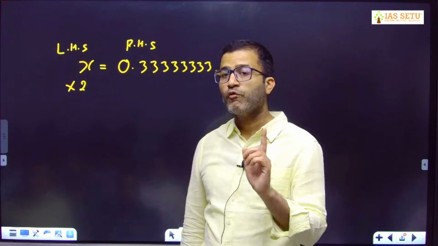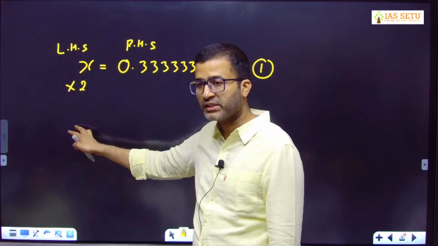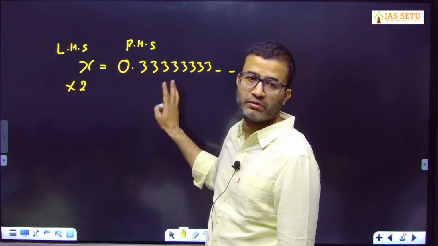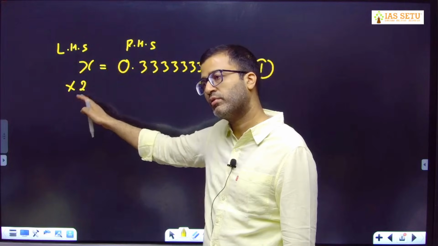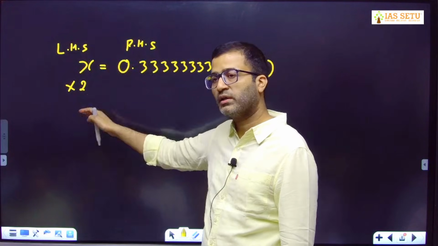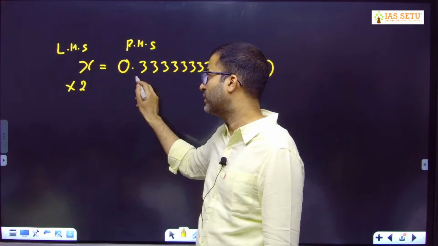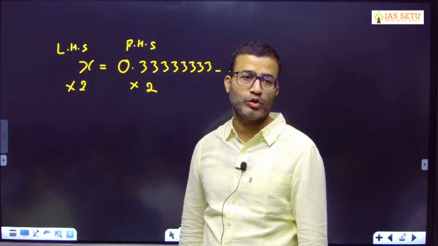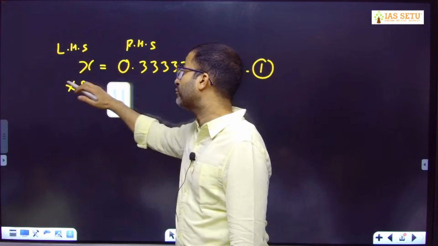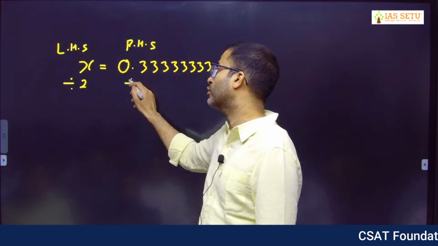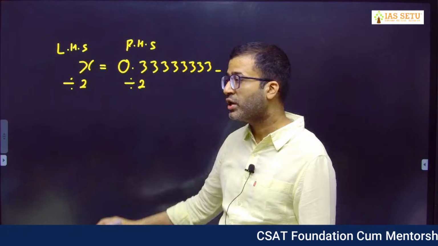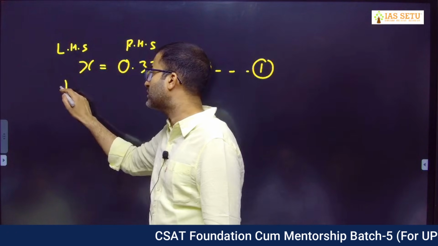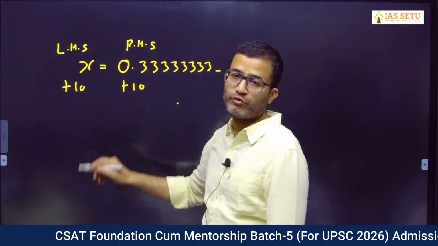But whatever treatment you are doing on left hand side, you have to do the same treatment on right hand side. If you feed this gulab jamun, you have to feed this also; if you slap this, you have to slap this too. If you multiply by 2 here, you have to multiply with 2 on the right side. If you divide by 2 on left hand side, here also you have to divide by 2. If you add 10 on left hand side, on right hand side also you have to add 10.